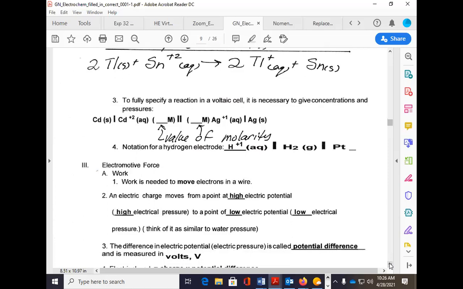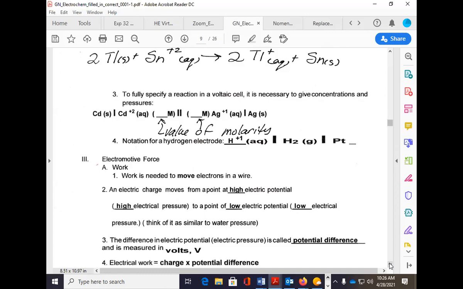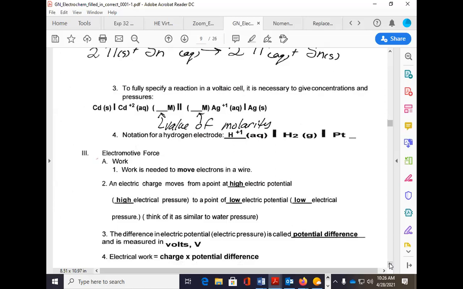So the difference in the electrical potential is called potential difference, which makes sense. And the units are volts. So V for volts. Okay, now we have a little equation. Electrical work equals charge times potential difference.